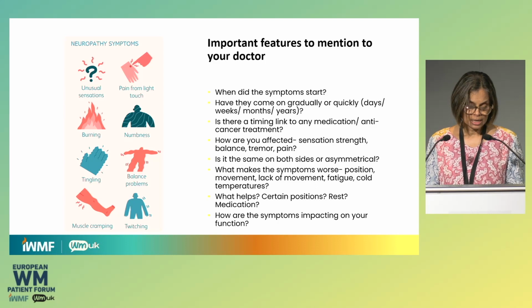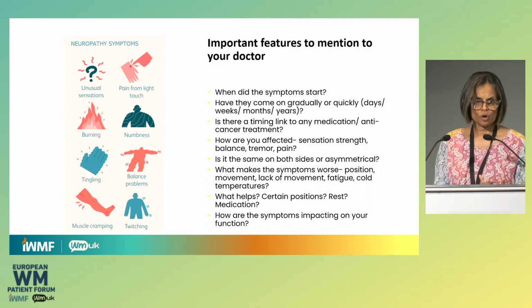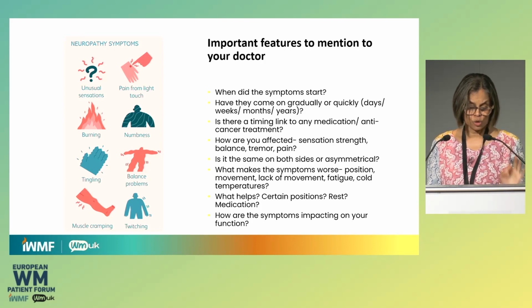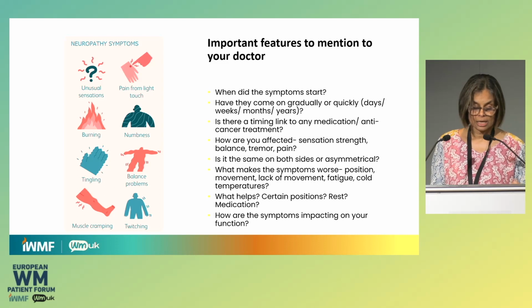So what can you do as someone with WM if you think you have a neuropathy, or if you do indeed have a neuropathy? It's really worth noting when your symptoms started. Have they come on gradually, or have they come on very quickly? So days to weeks or months to years? How quickly are things changing? What triggers the problems? Was it related to any treatment that you had? Because some treatments for cancer are quite toxic and they can inflame nerves.